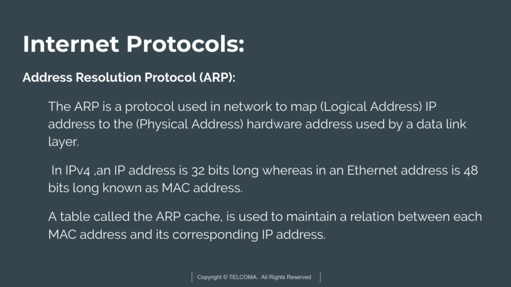This protocol is used in a network to map a logical address to a physical address, or in other words, it is used to map the IP address to the MAC address that is used by the data link layer. In IPv4, an IP address is 32 bits long, whereas an Ethernet address or MAC address is 48 bits long. ARP provides the protocol rules for making this relation and provides address conversion in both directions. A table called the ARP cache is used to maintain a relation between each MAC address and its corresponding IP address.